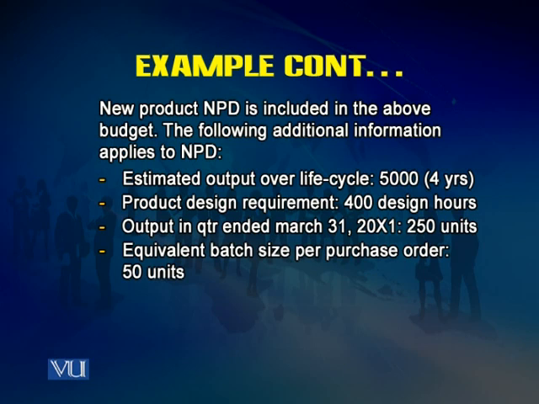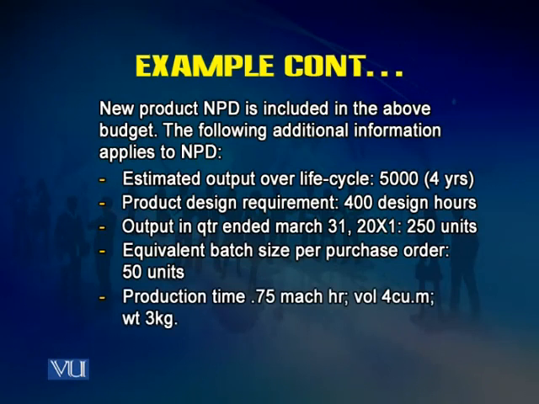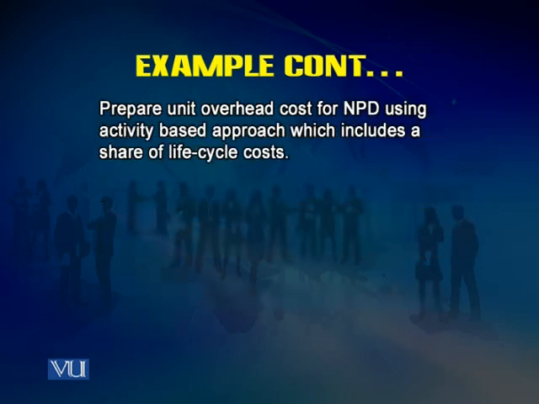Equivalent batch size per purchase order. So this means that in one purchase order, we are going to order goods which will be required for producing 50 units of NPD. So equivalent batch size per purchase order is 50 units. Production time is 0.75 machine hour. Volume is 4 cubic meters. Weight is 3 kilograms. Requirement is that we have to prepare unit overhead cost for NPD using activity-based approach, which includes a share of life cycle costs.